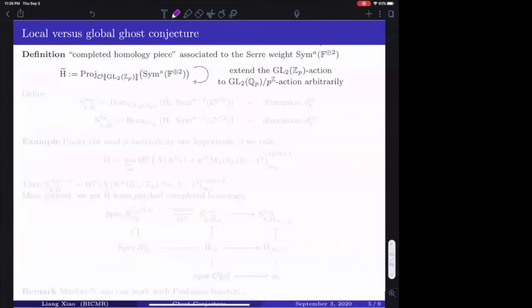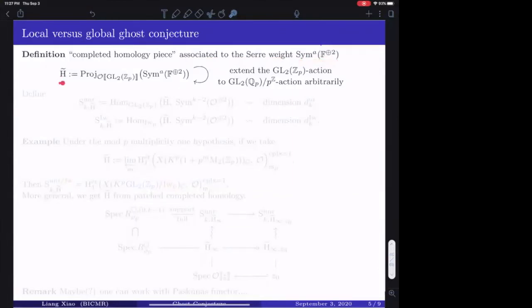Okay, so now we're going to reformulate our conjecture completely locally. That's somehow the first step of the proof. So I want to define, this is a terrible notation, I don't know a good name for it, I call it completed homology piece, because it's going to be a piece of the completed homology. Sorry for that name. This is associated to a Serre weight, the Serre weight given by the rho bar.